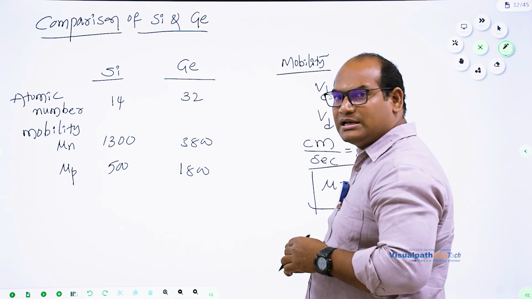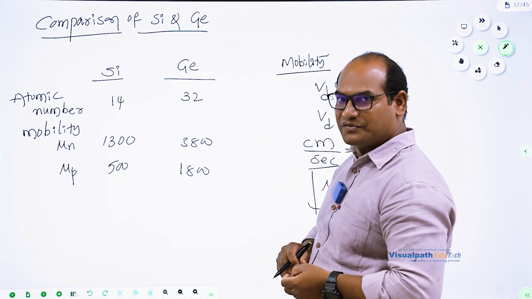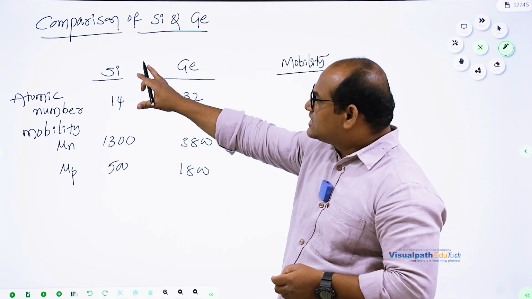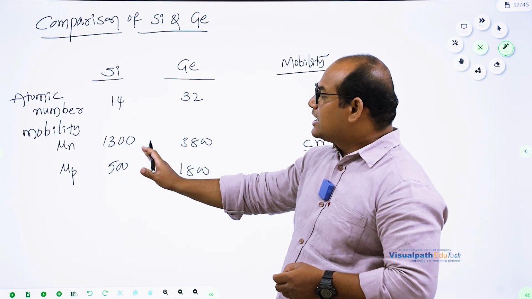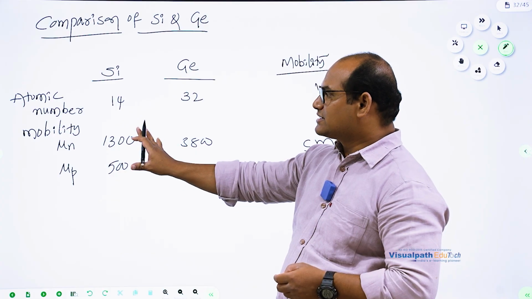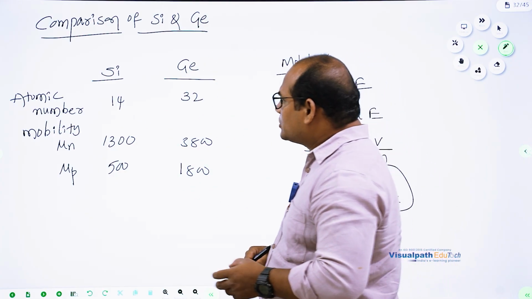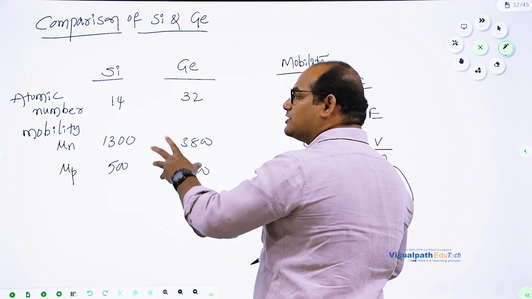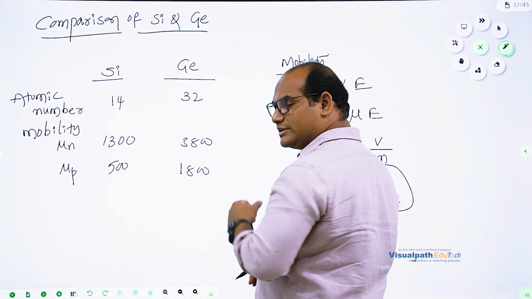Velocity means movement. So the ability of that particular movement can be obtained because of the application of the electric field, that is given by this mobility concept. In case of silicon, the mobility of the hole and electron are given by 500 centimeter square per volt second and 1300 centimeter square per volt second respectively. And in case of germanium, 1800 and 3800. So by observing this, we can tell the mobilities of the free electrons and holes are greater in case of germanium compared to silicon.